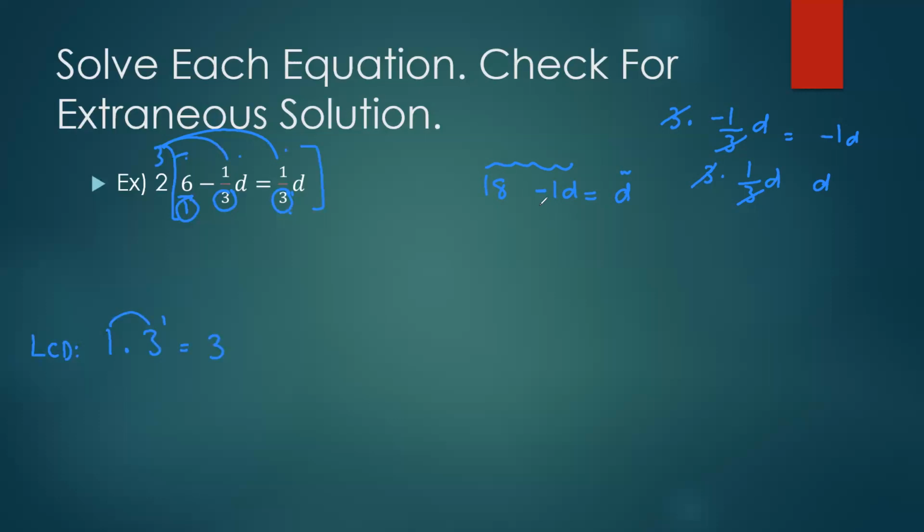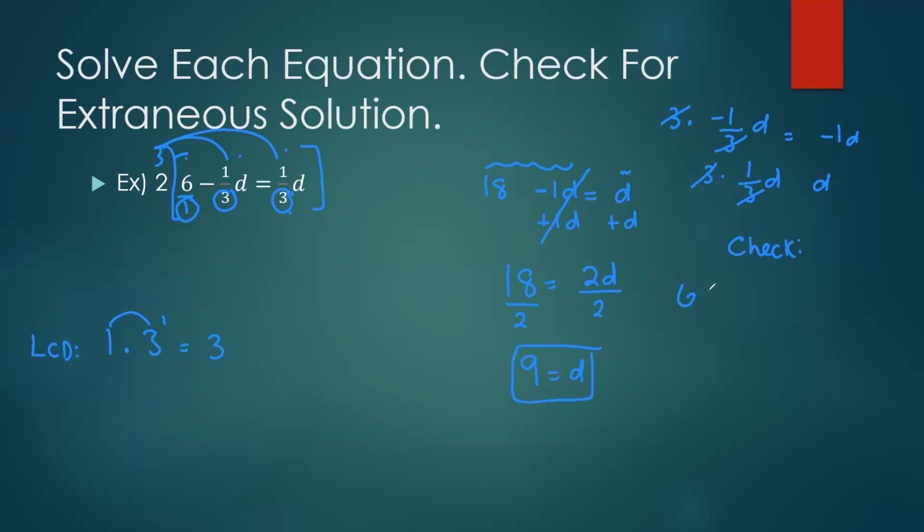Okay, so let's get all the letters and all the constants on one side. So I'm going to add 1d here, add 1d to the right. This cancels. So you're left with 18 equals 2d. Okay, solve for d. So I'm going to have to get rid of this 2, only the 2. So to do so, I'm going to divide both sides by 2. 18 divided by 2 is 9, and then you have a d. So d equals 9, let's check.